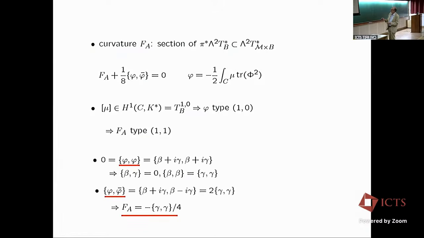If we look at real and imaginary parts, then this part of the equations, phi equals 0, tells us that beta gamma equals 0. And when you go through this, you see there's another formula for that. So F_A is equal to minus gamma gamma over 4.